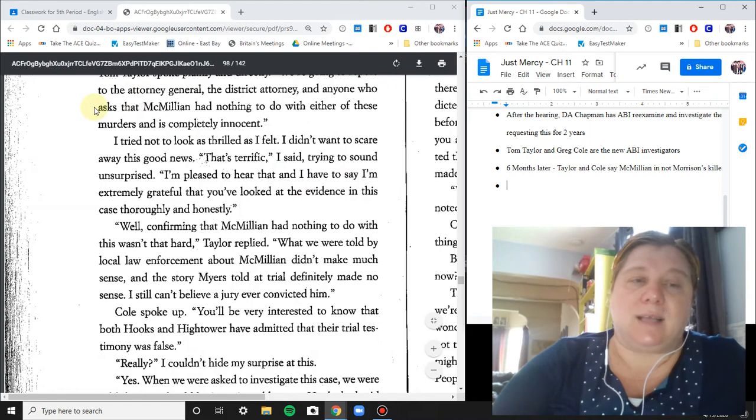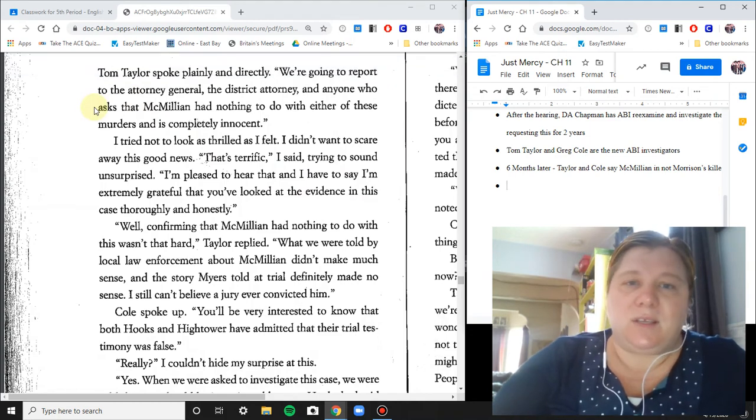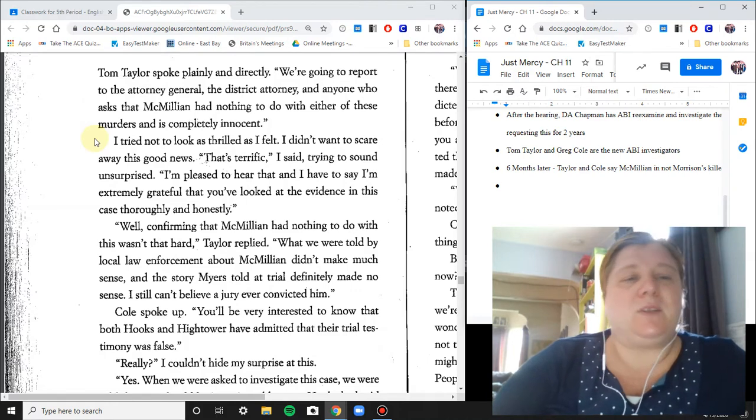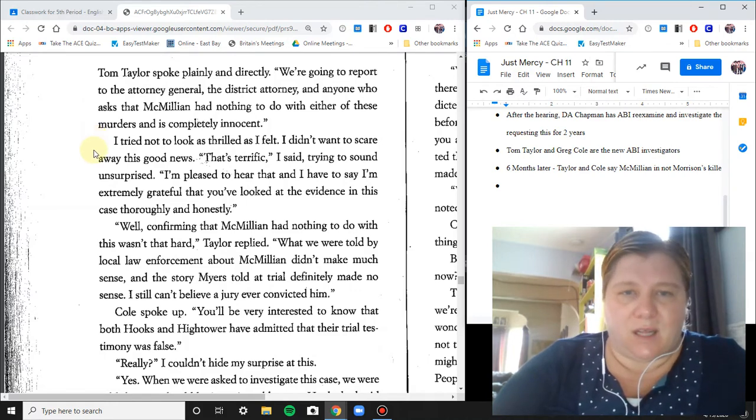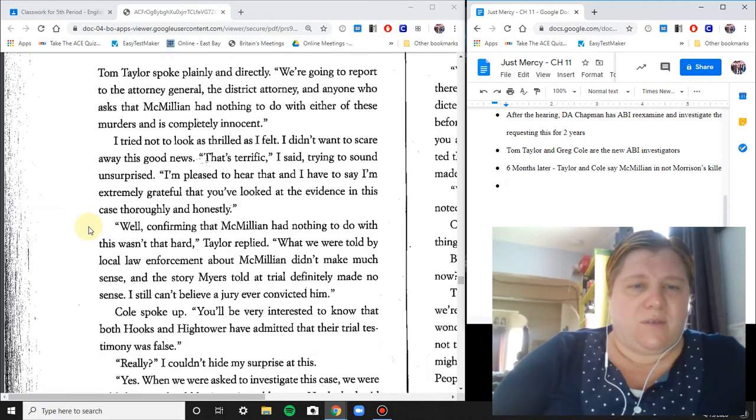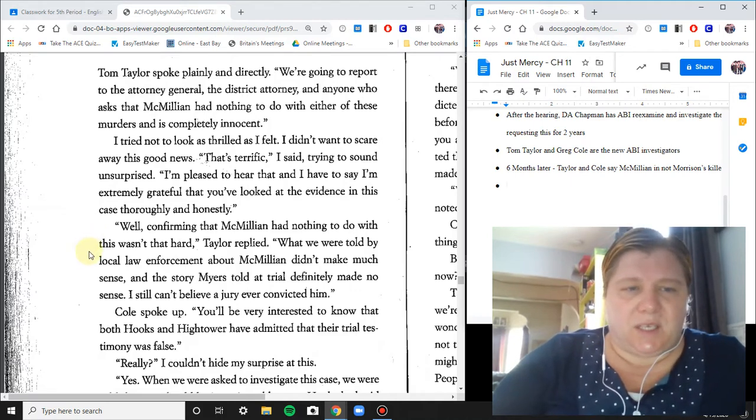We're going to report to the Attorney General, the District Attorney, and anyone who asks that McMillan had nothing to do with either of these murders and is completely innocent. I tried not to look as thrilled as I felt. I didn't want to scare away this good news. That's terrific, I said, trying to sound unsurprised. I'm pleased to hear that, and I have to say I'm extremely grateful that you've looked at the evidence in this case thoroughly and honestly.